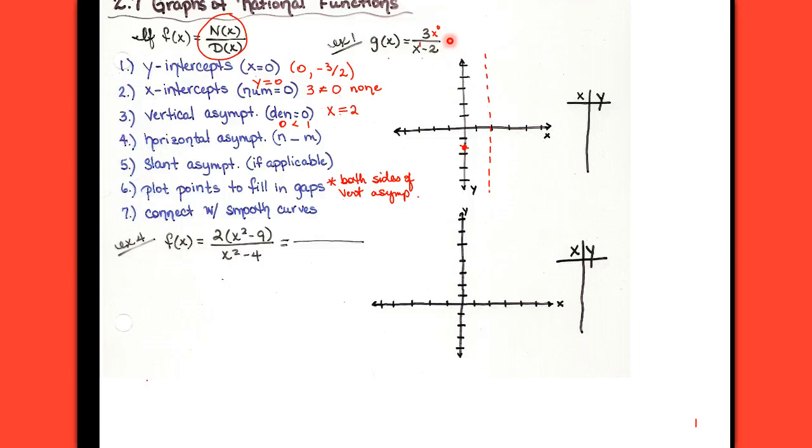What's the degree of my denominator? 1. So since the degree of my numerator is less than the degree of my denominator, am I going to have a horizontal asymptote? Yes. What is it? y equals 0. Yes. So let's go ahead and graph our horizontal asymptote as well. We're going to have a horizontal asymptote at y equals 0.